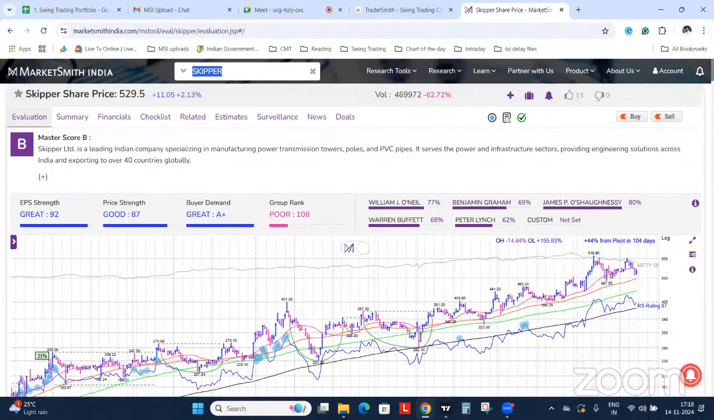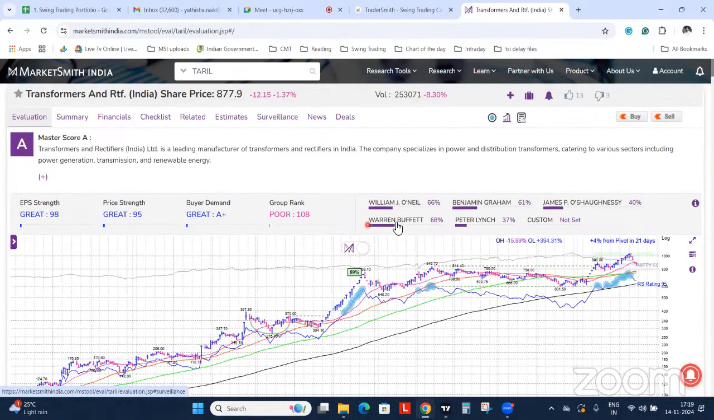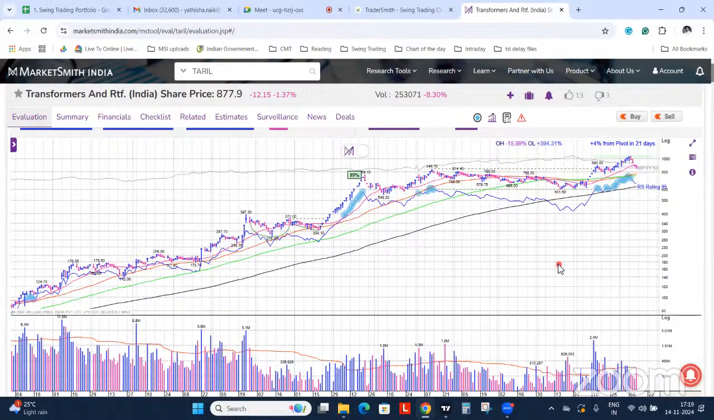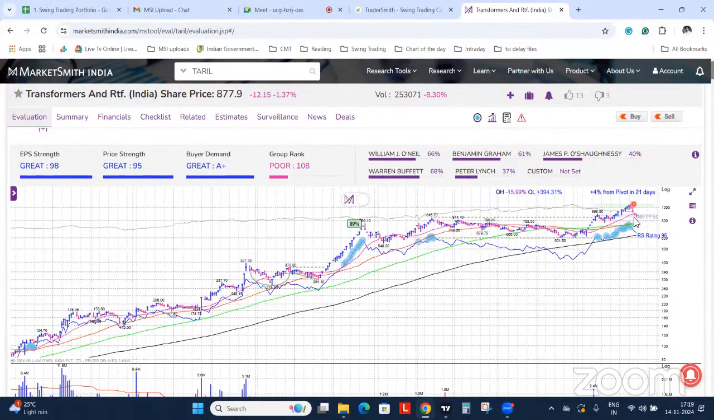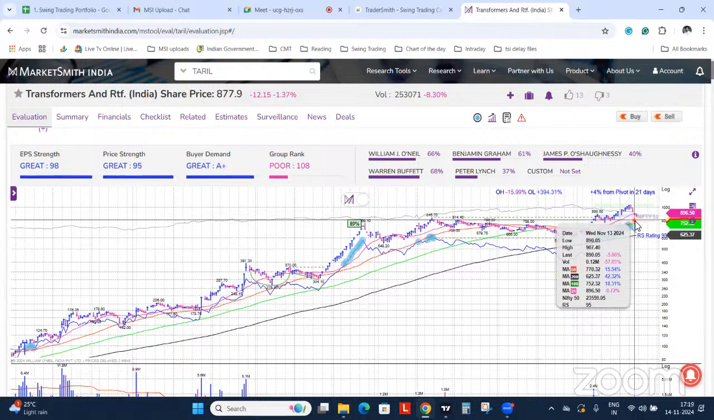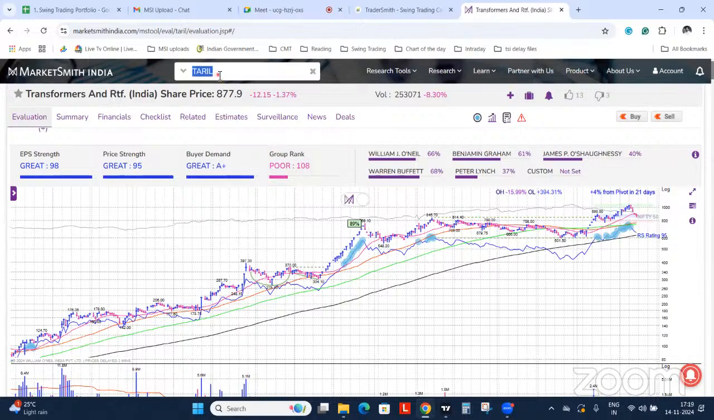Next one is Transformers and Rectifiers. TRIL, I guess. I think this stock is in the ASM list, and I don't know whether the circuit filter has been revised or not. But looking at the chart, better to avoid this kind of stock. It has already run up and it's making lower high, lower low price structure. And I think it's there in the 5% circuit also. So better to avoid this stock right now.